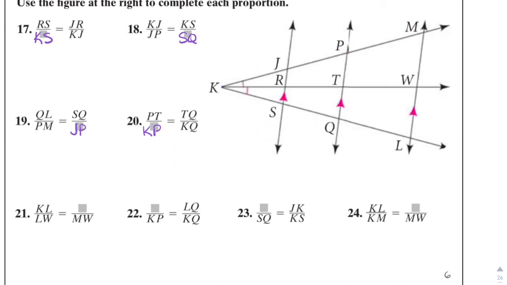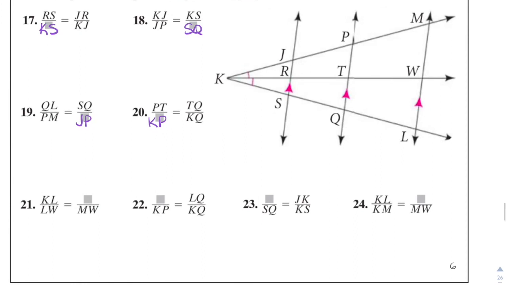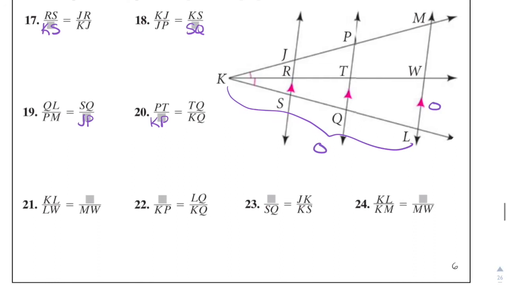All right. KL, LW. KL is this whole thing. KL. And then LW is this part. So it looks like it's going to have to be KM and MW. So yeah, KM is definitely going to be this one.